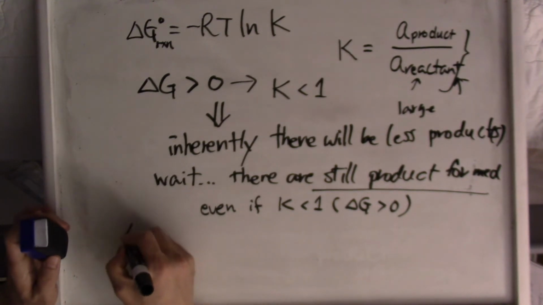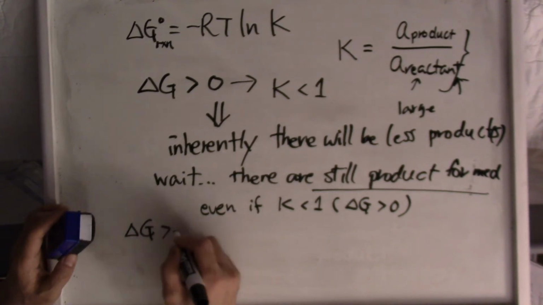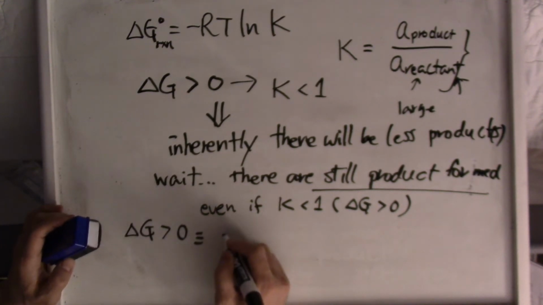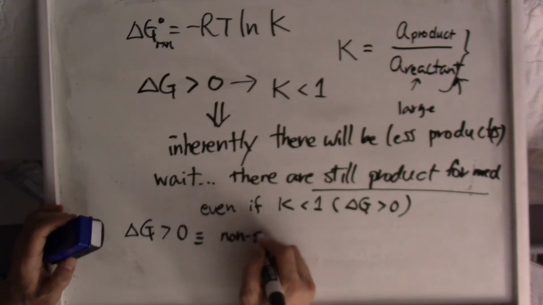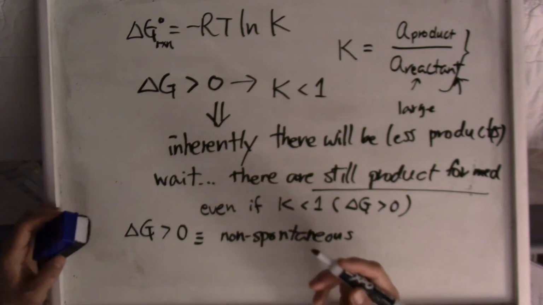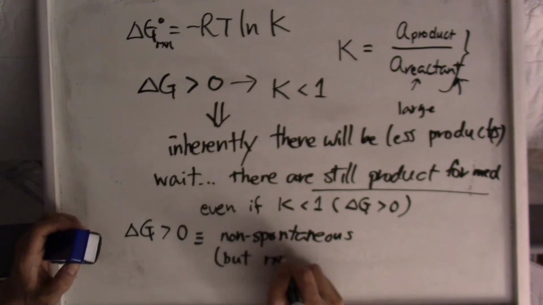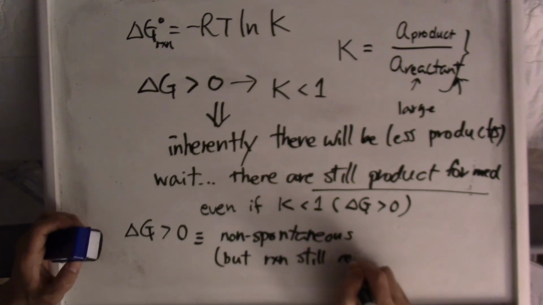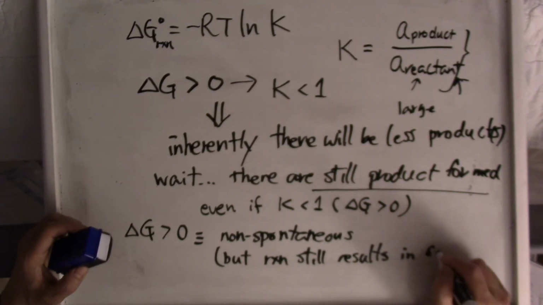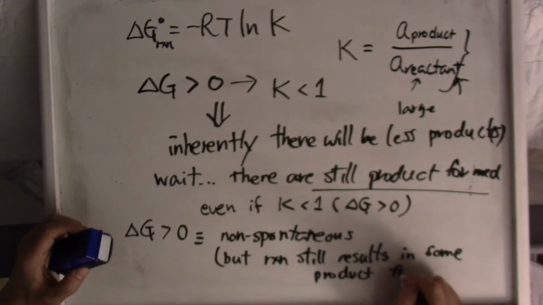So delta G, let me just write this down. Delta G is greater than 0. What does it mean? This means you call it non-spontaneous, but its reaction still goes. But remember, the reaction still results in some product formation.